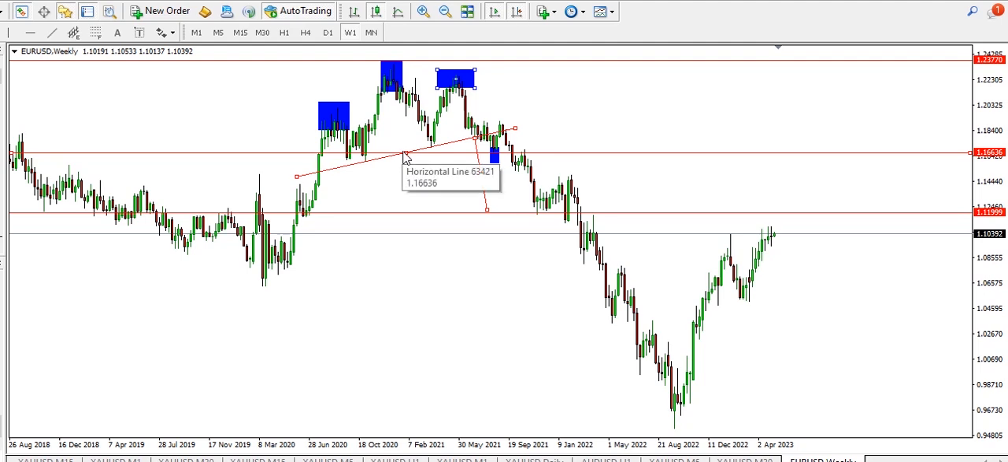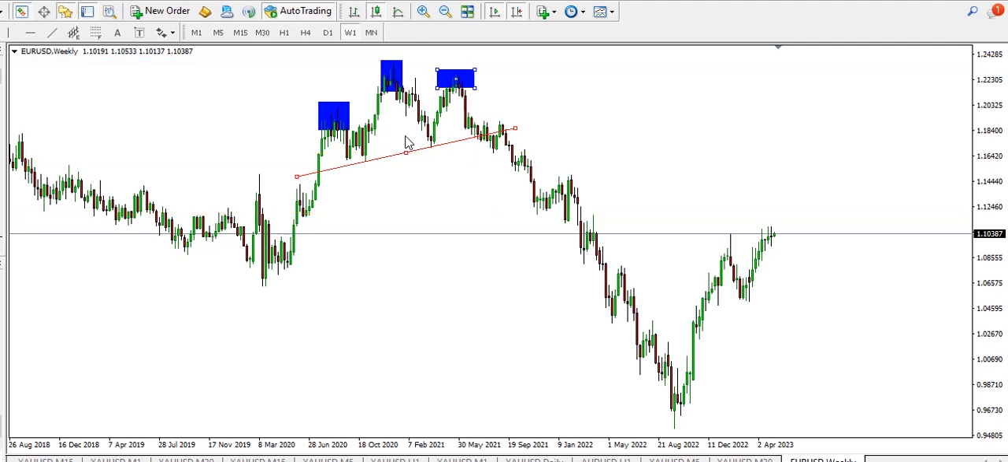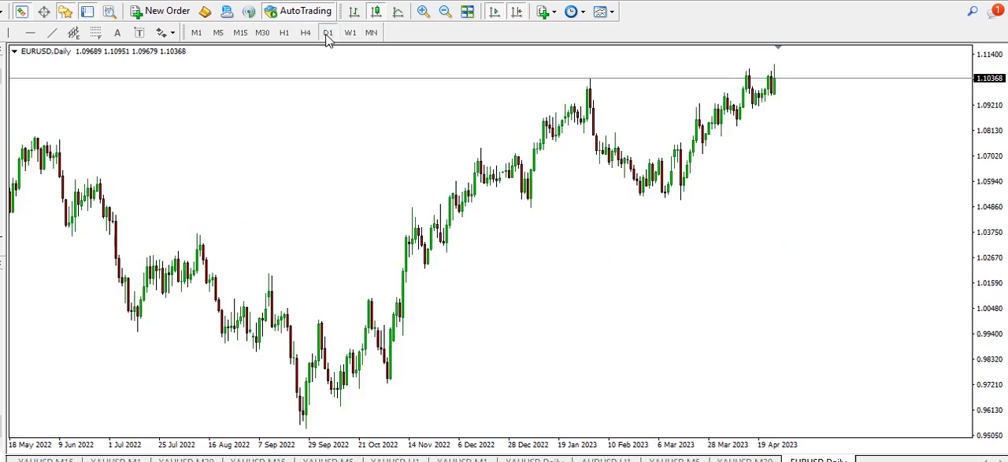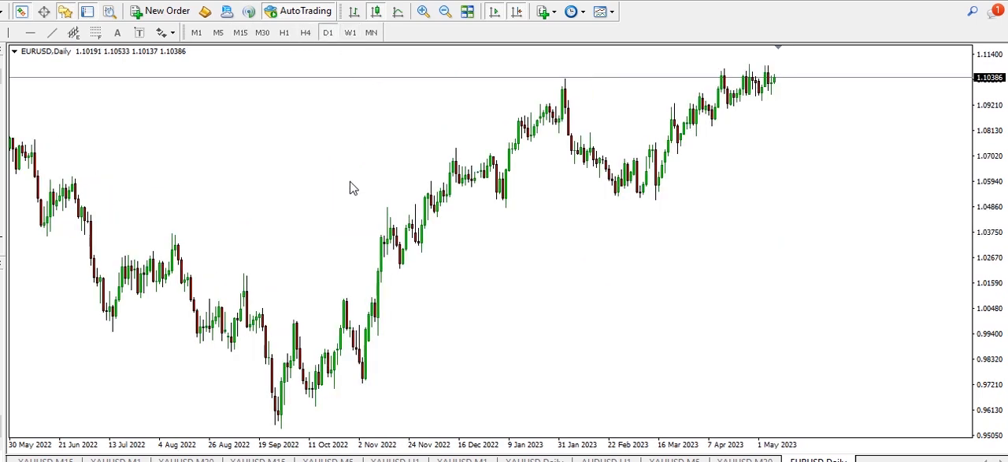The height of the head to the neck for head and shoulder pattern trading. Okay, so that's that for the weekly time frame. Let's look at the daily time frame. Looking at the daily time frame, what kind of structure can you see on the daily time frame as far as the chart is concerned?